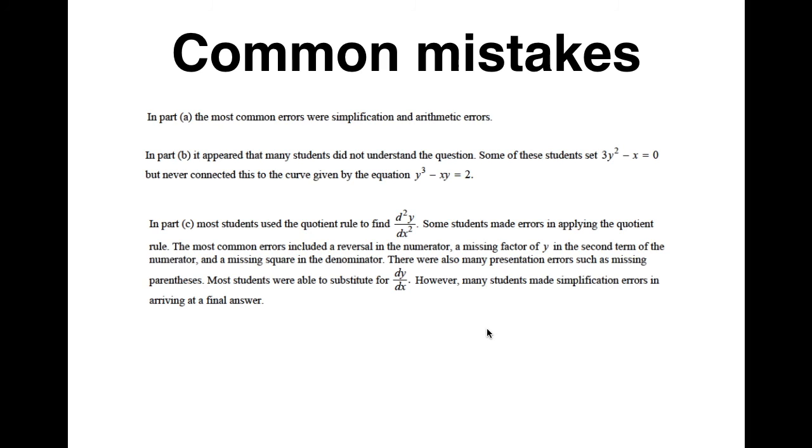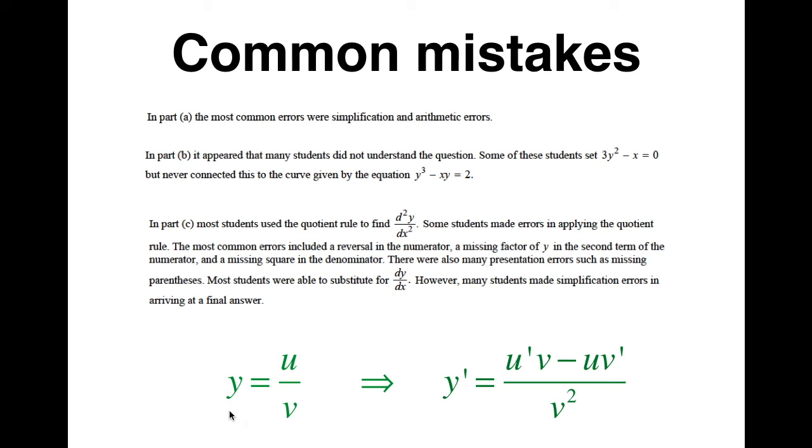In Part C, most students used the quotient rule to find y double prime. Some students made errors in applying the quotient rule. The most common errors included a reversal in the numerator, a missing factor of y in the second term of the numerator, and a missing square in the denominator. So just a reminder, if y is u over v, it's u prime v minus uv prime. You can't flip these two terms, just remember that. And it's all over v squared. There were also many presentation errors such as missing parentheses.